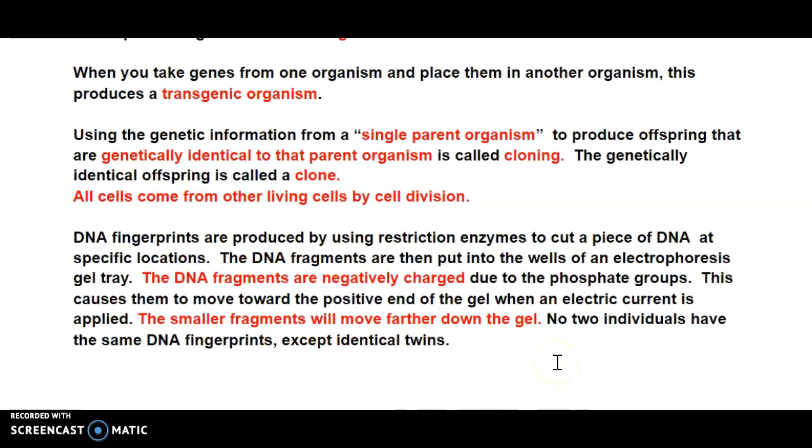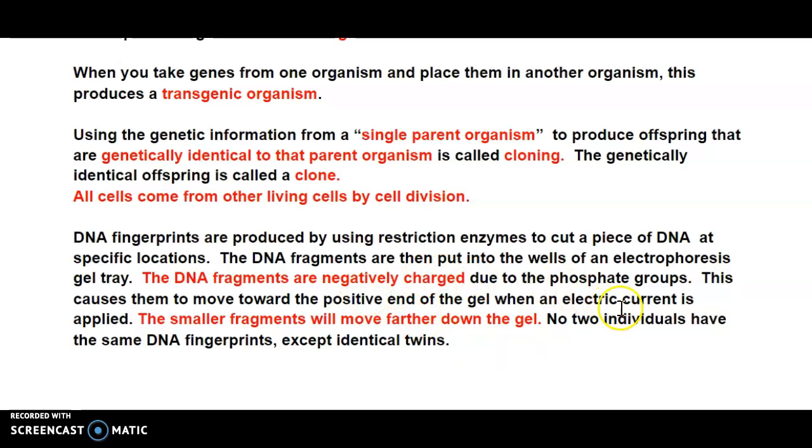We also talked about DNA fingerprinting. DNA fingerprints are produced by using restriction enzymes to cut a piece of DNA at specific locations. The DNA fragments are then put into the wells of electrophoresis gel tray. Those DNA fragments are negatively charged. You might see that.